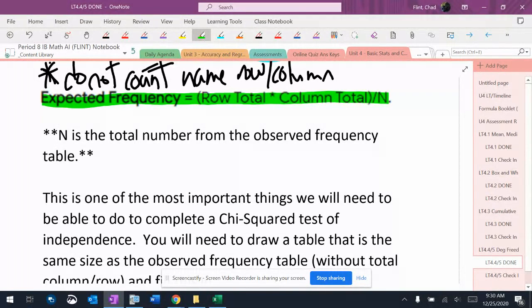There's a lot of things behind it that you're not going to completely work with unless you take a statistics class and do more of this particular type of statistics, which is not a common physics thing. So we're going to take the row total times the column total and divide it by the n, where n is the total number of things in there. So we have to be able to do this.